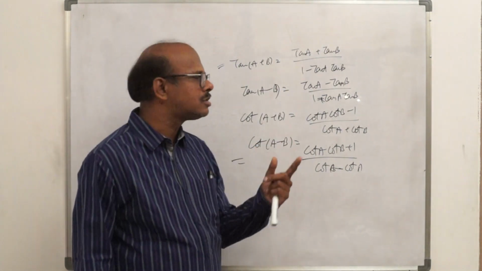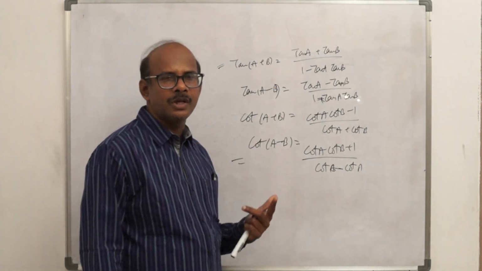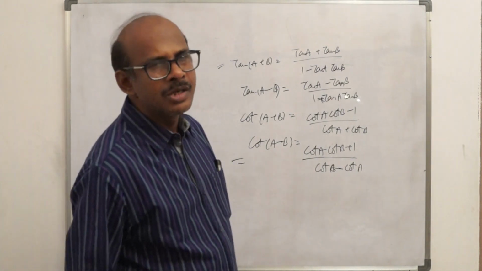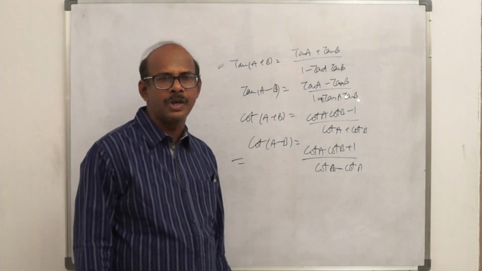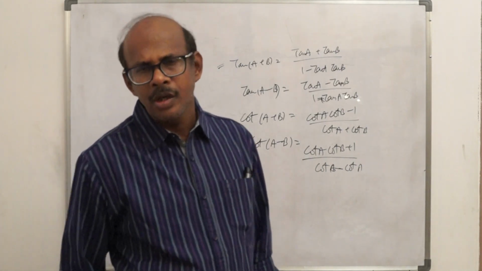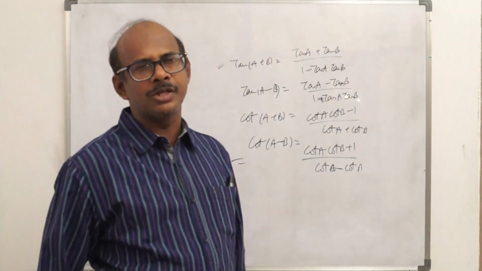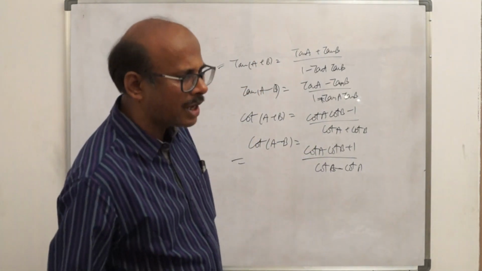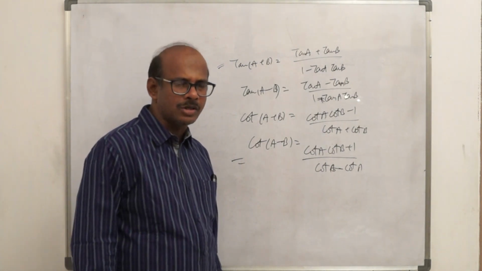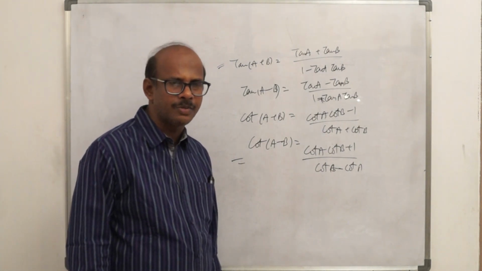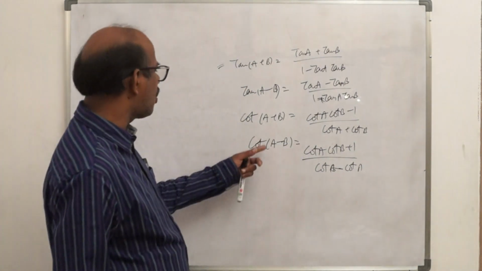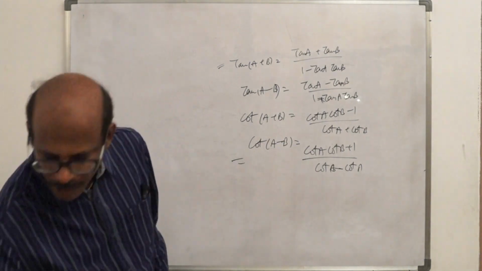Two or more angles. Sin A plus B result, sin A minus B result, sin of A plus B plus sin of A minus B, sin of A plus B minus sin of A minus B, sin A plus B into sin A minus B. Similarly, cos of A plus B and cos of A minus B, cos A plus B plus cos A minus B, cos A plus B minus cos A minus B, cos of A plus B multiplied by cos of A minus B. Now, tan of A plus B and tan of A minus B and cot A plus B and cot of A minus B.